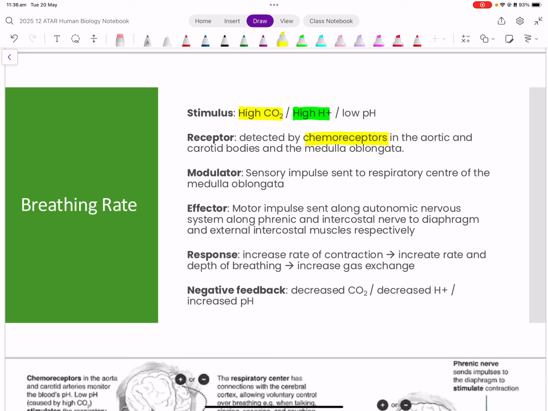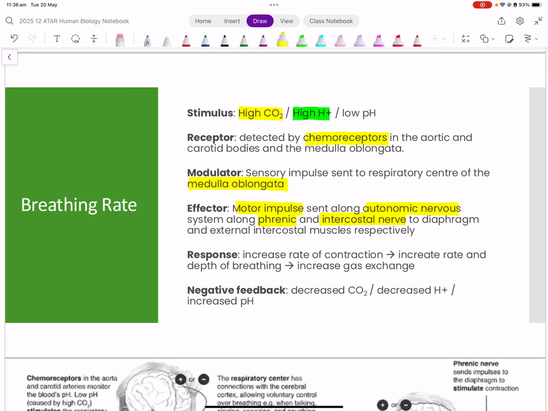In this case, the modulator is the respiratory center of the medulla oblongata, and what it does is it sends a motor impulse along the autonomic nervous system. The two specific nerves that we're talking about there are those that we highlighted earlier, which were the phrenic and intercostal nerves, and they travel to the diaphragm and the external intercostal muscles. Okay, so the diaphragm, external intercostal muscles.